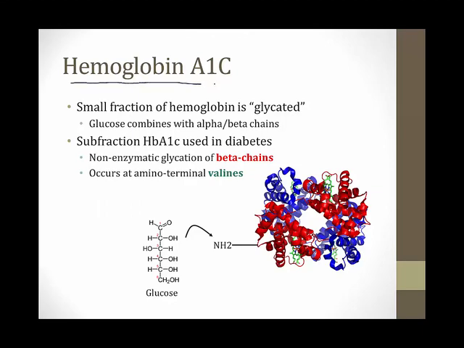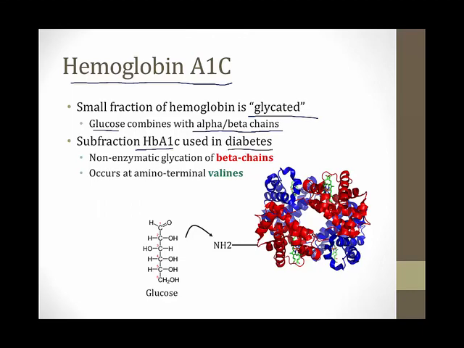Another test that is often performed in order to diagnose or monitor diabetes is measurement of the plasma level of hemoglobin A1C. A small fraction of the hemoglobin in plasma is glycated. This means glucose combines with amino acids in the alpha or beta chains, and the subfraction called hemoglobin A1C is useful for diagnosing and monitoring diabetes.